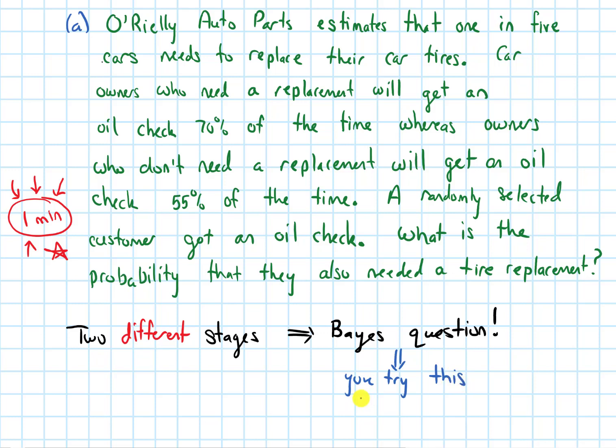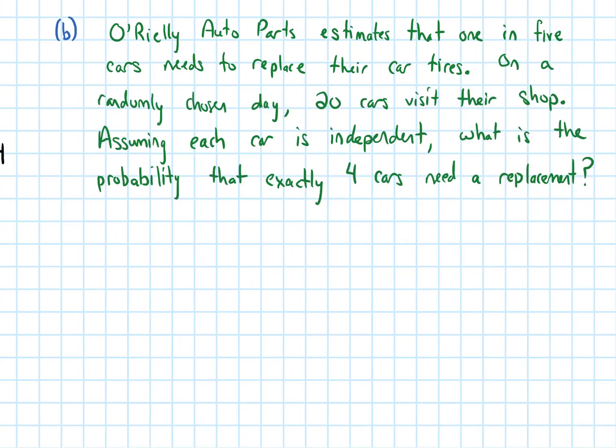I'm actually not gonna work it out in the video. All right, so let's look at the next part of this example. Part B is another scenario. It says, O'Reilly Auto Parts estimates that 1 in 5 cars needs to replace their car tires. On a randomly chosen day, 20 cars visit their shop. Assuming each car is independent, what is the probability that exactly 4 cars need a tire replacement?